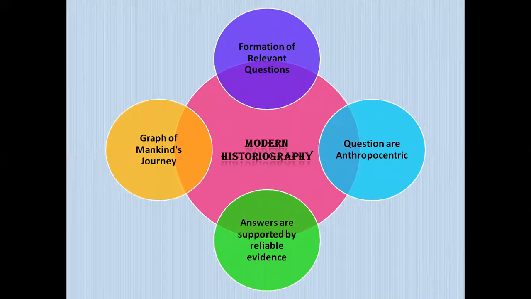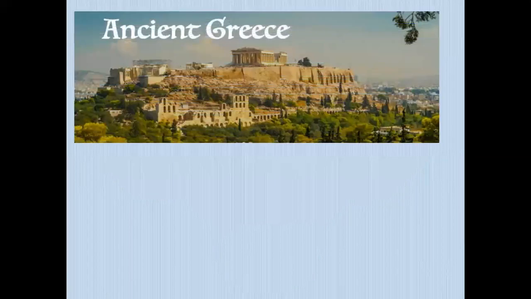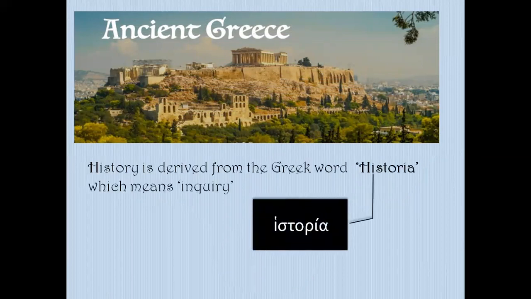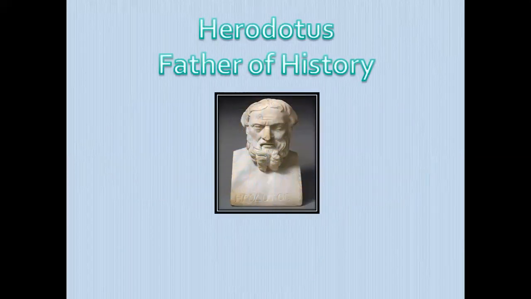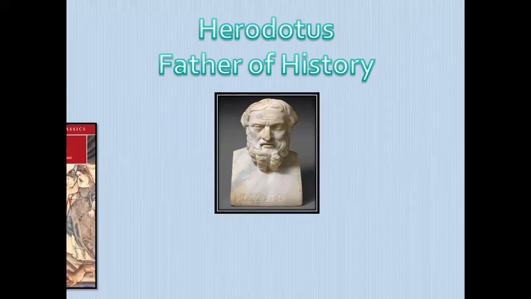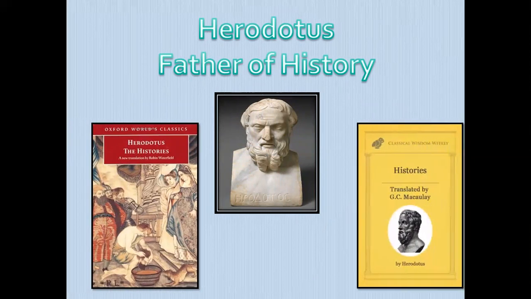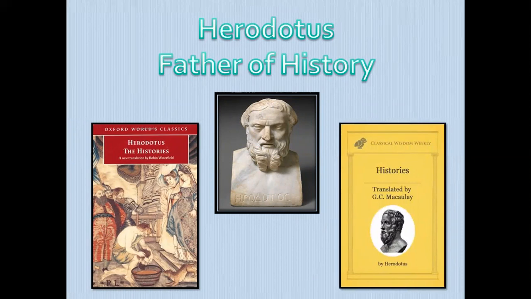History basically presents a graph of mankind's journey with the help of past deeds. Now, modern historiography traces its roots to ancient Greece. The word history comes from the ancient word historia, meaning inquiry or knowledge from inquiry. And the father of history is Herodotus. He is said to have used the word history for the first time in the 5th century in his book The Histories. What you see on screen are translations of his work.